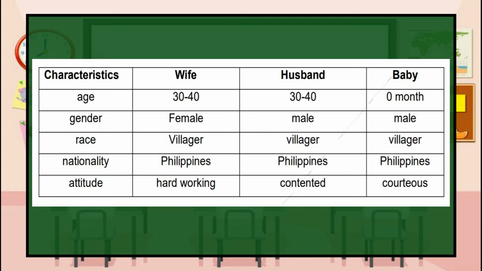Okay. What about their attitude? The attitude of the wife. Yes, it is hardworking. For the husband? Yes, that's right. It's contented. And for the baby? Yes, it's courteous. So, do you understand their characteristics as to their age, gender, race, nationality, and attitude? Excellent!